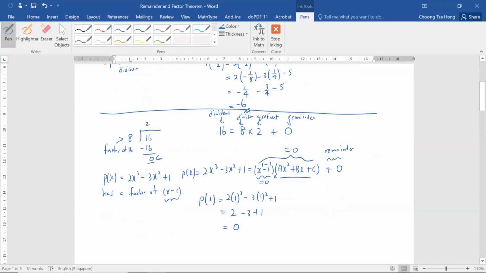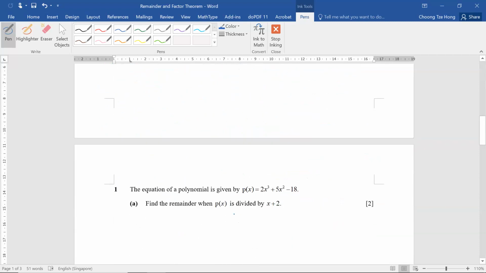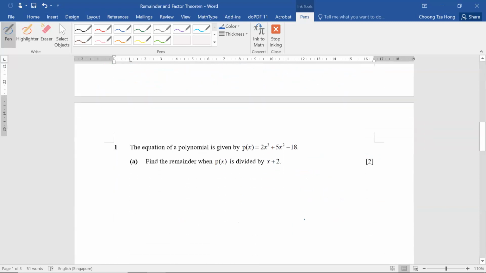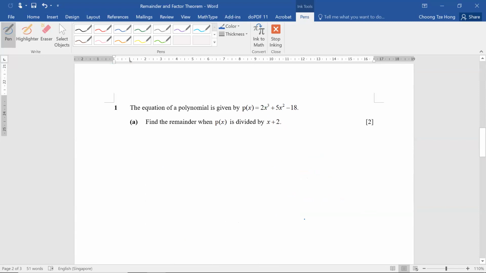Now let's take a look at an O-level question. So this is the 2018 paper 2 question 8. Apply the concept that we just learned. The polynomial p(x) is given by 2x cubed plus 5x squared minus 18. Find the remainder when p(x) is divided by x plus 2. To find the remainder, we divide by a linear factor, very easy. We try to find the x that makes this one 0 and then sub it inside the p(x). It should be quite obvious that x is going to be negative 2. So all we need to do is find p(negative 2).